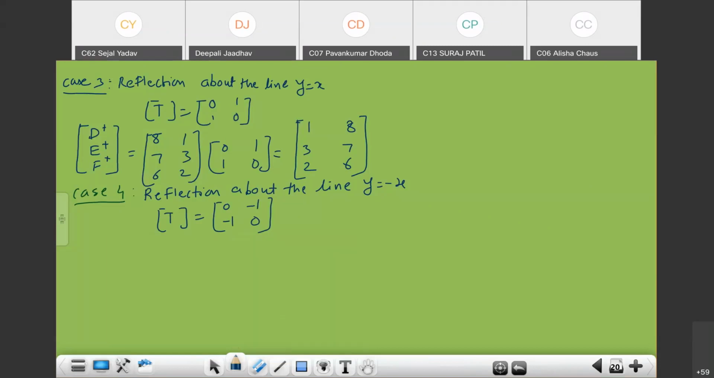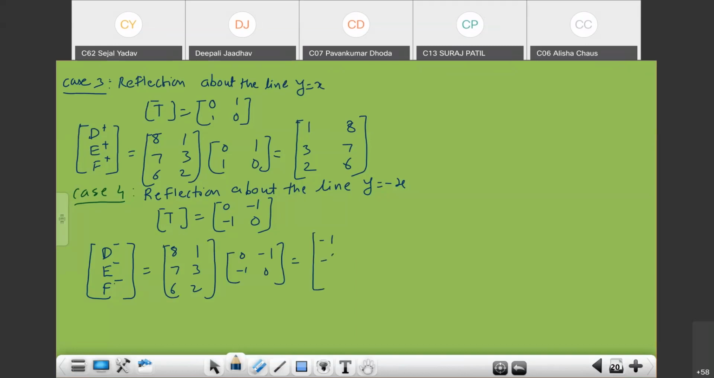Now give here another name. Give any kind of name, T minus, E minus, F minus superscript, is equal to 8 1, 7 3, 6 2 multiplied with 0 minus 1, minus 1 0. What happens here? The x coordinate becomes the y coordinate and the y coordinate becomes the x coordinate, but the minus sign is assigned to everything.